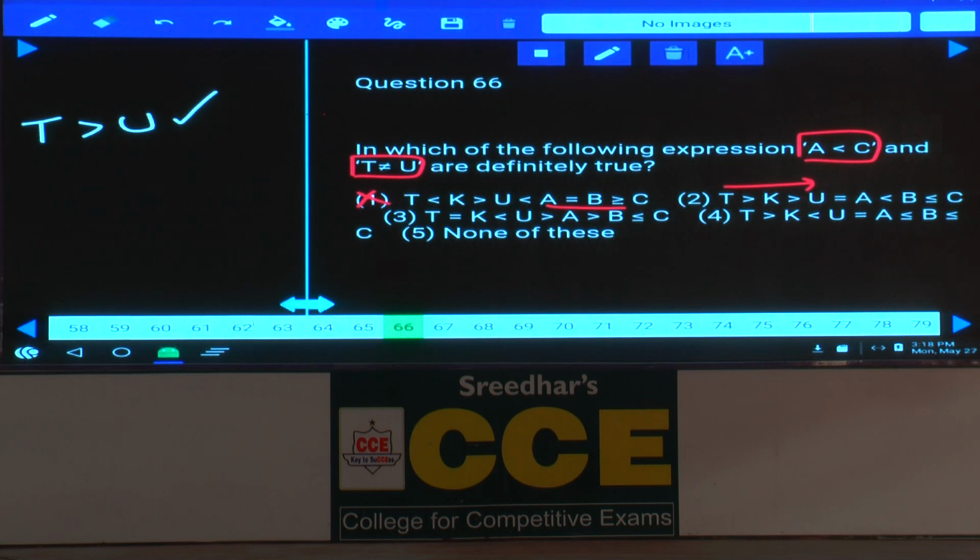Next, coming to the second one, A lesser than C. Now in this one, A lesser than C is also true. Then what is your answer here? Only 2 follows. Here T should not be equals to U. I have proven a case wherein T is greater than U. As T greater than U is true, T not equals to U is also true. Done? And this is about question number 66.